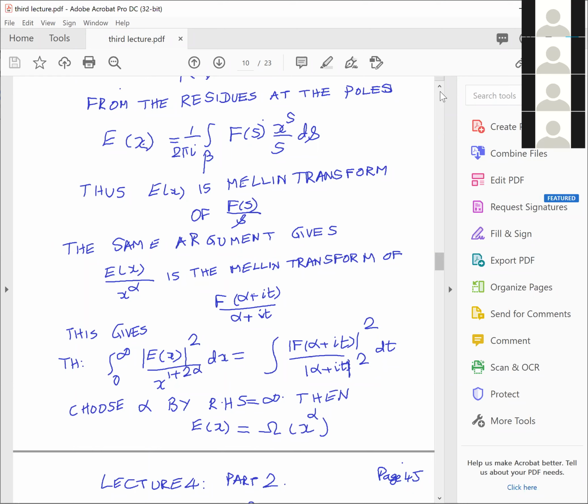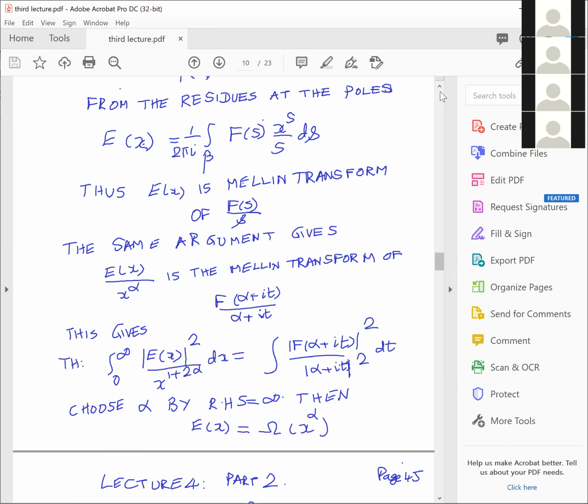And since the left-hand side also has to be infinity, it is clear that this E of X cannot be O of X power alpha minus epsilon. Because if E of X is O of X power alpha minus epsilon, then mod E of X squared by X power 1 plus 2 alpha is of the order 1 over X power 1 plus 2 epsilon, and that is convergent. Since there are alphas for which capital F of alpha plus iT is as big as square root of T, E of X has to be omega of X power alpha minus epsilon. I have written omega of X power alpha, but I should have written omega of X power alpha minus epsilon. It's okay.